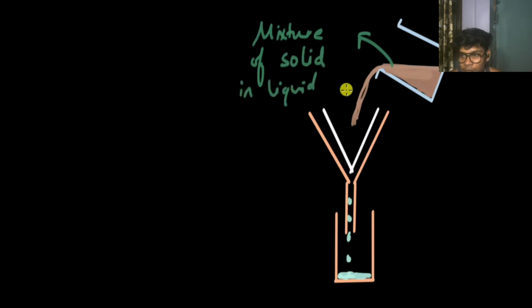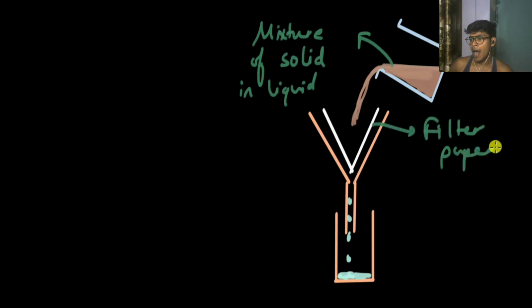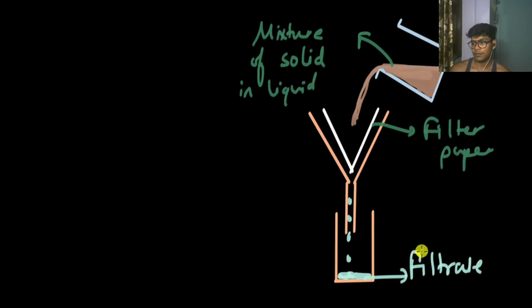And when you pour this mixture onto this filter paper, this right here is the filter paper, it lets the water molecules pass through it, which is then collected at the bottom, and that is called a filtrate. In this case, the filtrate is water.